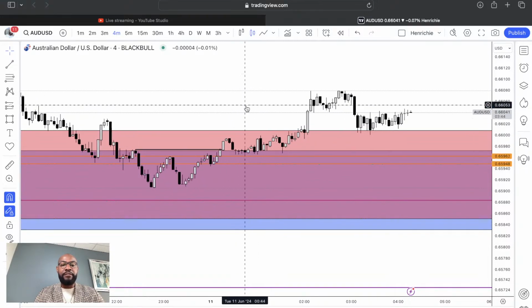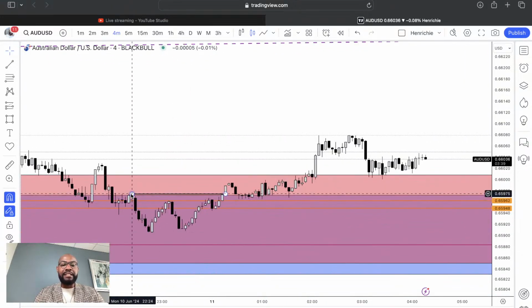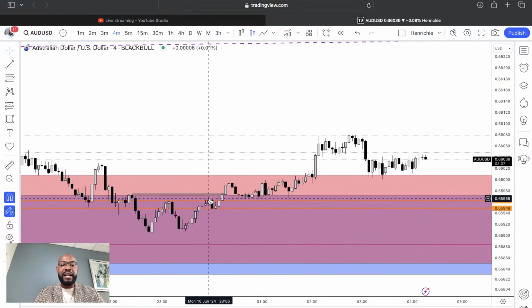The moment I saw this break of structure, the next thing I want to do is to use the high as my entry, irrespective of the fact that this was the last down close candle. It's a perfect area to pull an entry, but I didn't use it. The reason I didn't use this key level is because if I use this key level, there's a very high chance I'm not going to be activated into that trade.